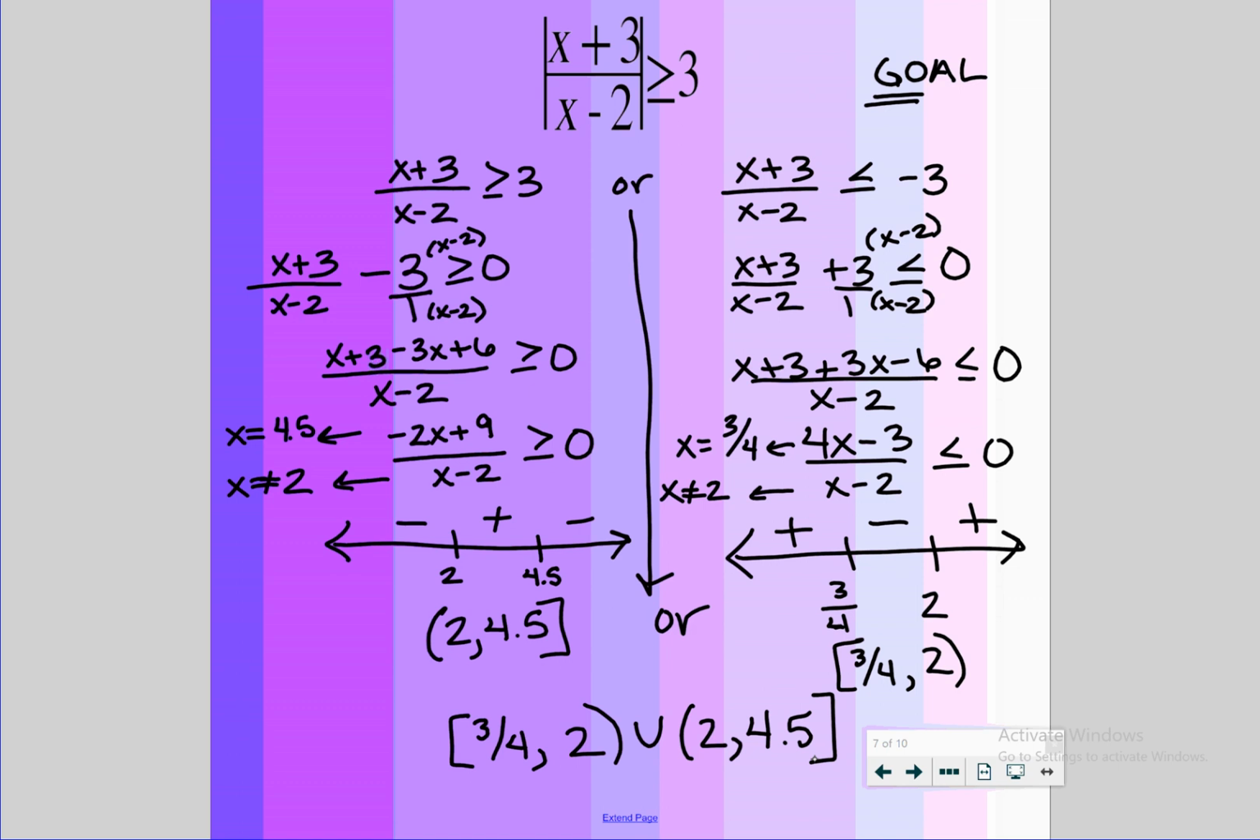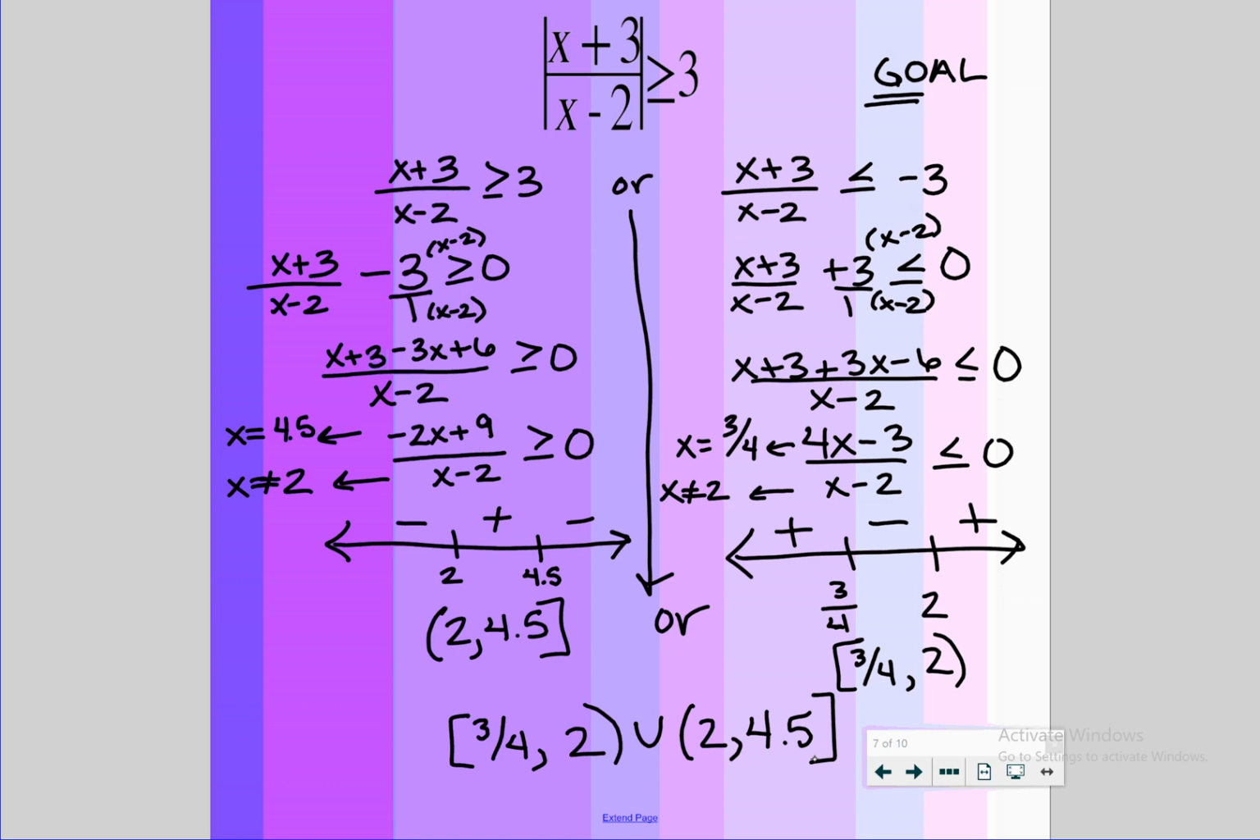Yes? Why do we only do like the inside part of that second one instead of like -3? Because this one, the inequality symbol is different. Over here, it was greater than, so we use the plus. Here, it's less than, so we're looking for the minuses. Good question. Okay, anything else on this problem?